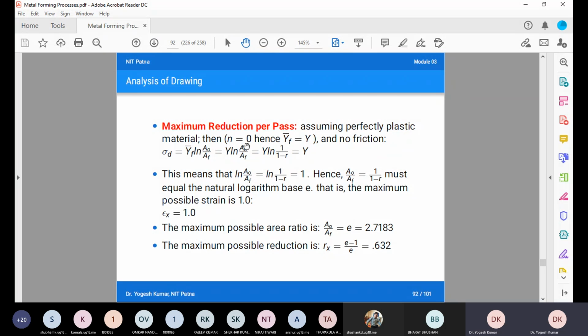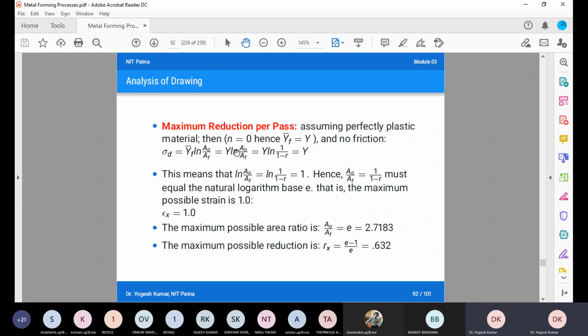In order to achieve the maximum reduction, consider the perfectly plastic material. It means n equal to 0, and hence the average flow stress will become maximum flow stress, that is equal to Y. So this sigma d will be equal to Y bar f natural log of A0 upon Af. Since Y bar f is equal to Y, this will be equal to Y natural log of A0 upon Af.